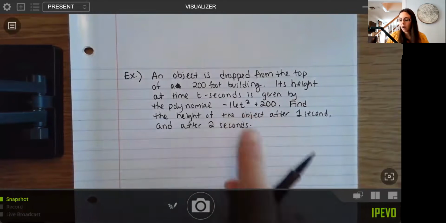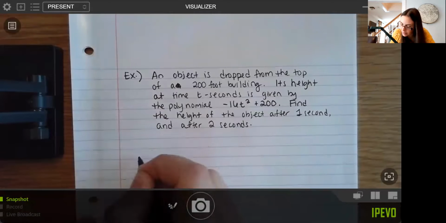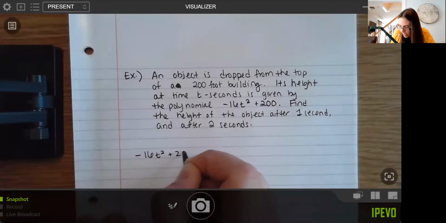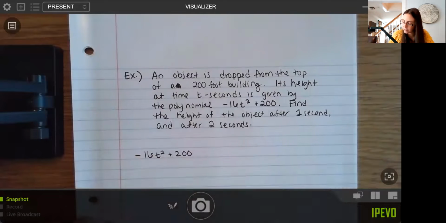I will say though, we are assuming that there's no big wind here going on. So if you had big gusts of wind, this could change the time it takes to fall. And of course that the object is not super light, like a feather that would not normally fall at a normal speed, right? But let's say a coin or something like that. So our polynomial here is -16t squared plus 200. And we have two questions. We're going to find out the height of the object after 1 second and after 2 seconds.